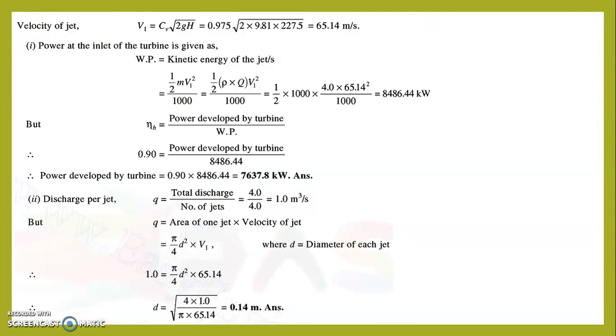The next thing we will calculate is the power developed in the runner, that is runner power. In the question, hydraulic efficiency is given as 0.9, 90%. Hydraulic efficiency is the ratio of power developed by the runner divided by water power. So we have to calculate the power developed by the runner. Water power equation we know: rho GQH or half mv square. We can use either equation depending on the data available. Here we can calculate V using the equation CV root 2GH. The capital Q is available, so we can use the equation half mv square.